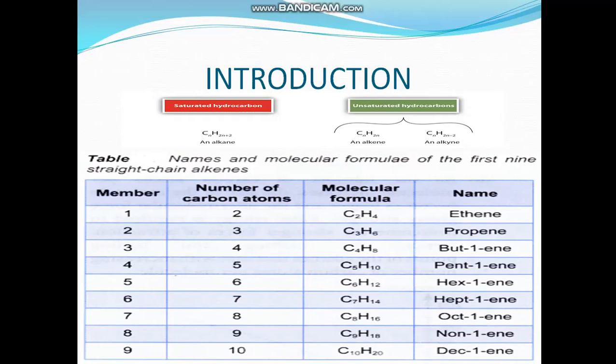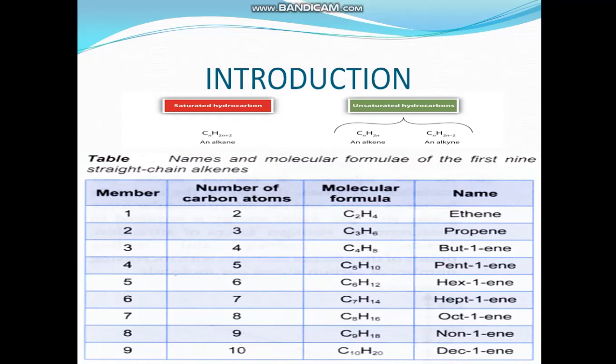Let's first recall the hydrocarbons. There are two types of hydrocarbons, saturated hydrocarbons and unsaturated hydrocarbons. Saturated hydrocarbons are alkanes with general formula CnH2n plus 2. On the other hand, unsaturated hydrocarbons are alkenes and alkynes with general formula CnH2n and CnH2n minus 2 respectively.